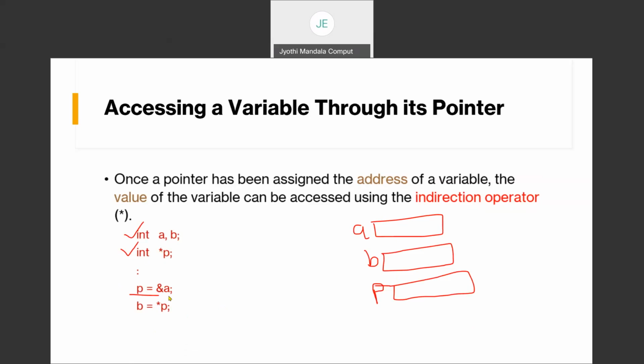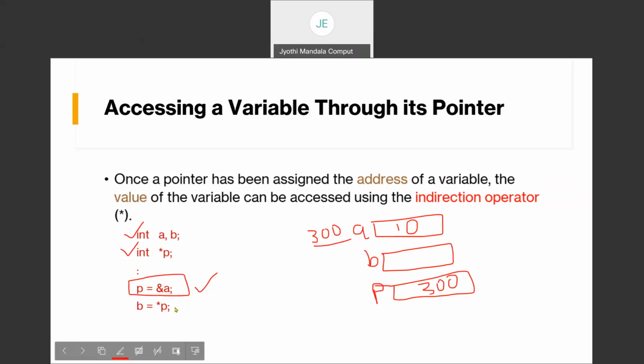Now can we write p = &a? We can write it because both are of integer data type. Let us consider a is holding a value of 10. Now let us consider this address is 300, for your understanding. Whenever you write p = &a, what happens? In p, the address of a will be stored, isn't it? This is what the statement tells. That means p will be holding the value 300 whenever you write this statement.